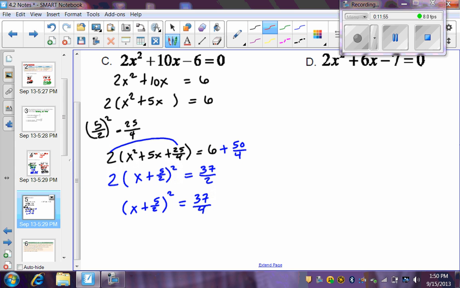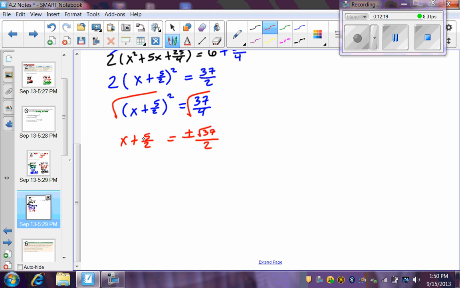Now I have to take the square root of both sides. So that just gives me x plus 5/2 equals plus or minus. You can break this up. The square root of 37 can't be simplified, so I'm going to leave that. Square root of 4, though, is just 2. So now we need to bring the 5/2 over, so the opposite of addition is subtraction. So that gives me x equals negative 5/2 plus or minus the square root of 37 all over 2. And you can leave your answer like this.